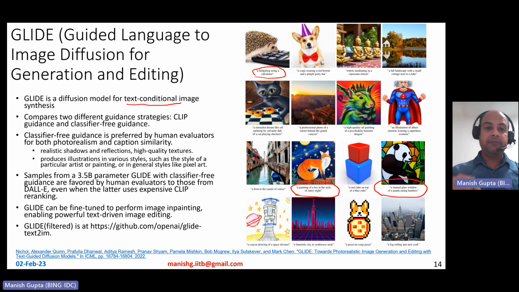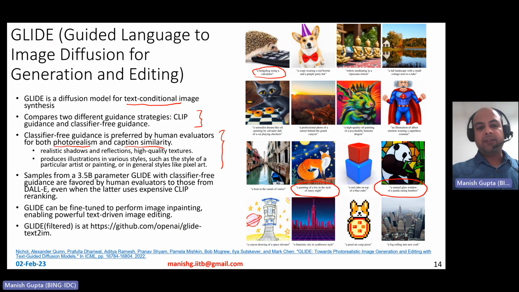Unlike DALL-E, it actually uses diffusion. It compares two different guidance strategies. We have talked about classifier guidance and classifier-free guidance. People know that classifier-free guidance is better, so they also propose something called CLIP guidance, and compare whether CLIP guidance or classifier-free guidance is better. Classifier-free guidance was preferred by human evaluators on image quality metrics like photorealism and caption similarity. The images you see here also show realistic shadows and reflections, high quality textures, and different styles.